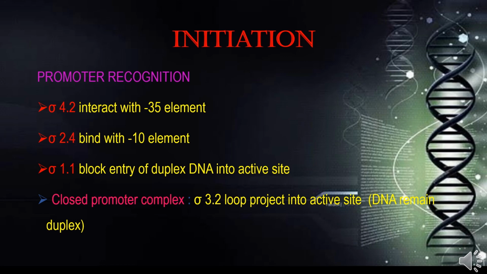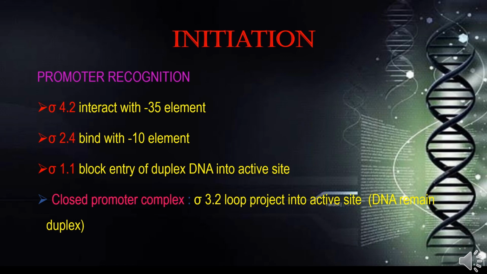We already discussed the structure of sigma factor in an earlier video. In that, the sigma has 4 domains, and each has conserved regions. Here the sigma 4.2, that means the second conserved region within the 4th domain, interacts with the sequences in the -35 element, and the sigma 2.4 binds with the sequences in the -10 element.